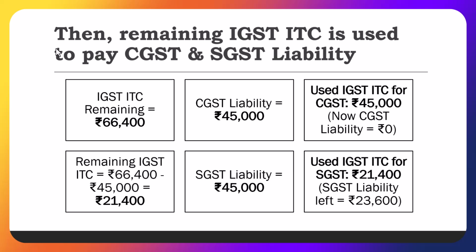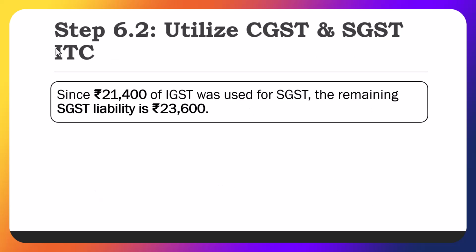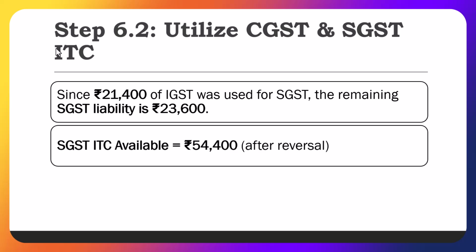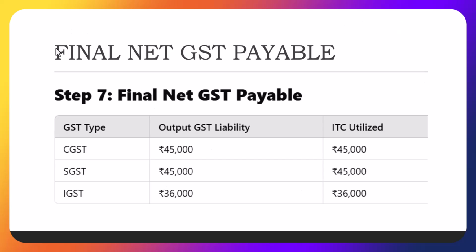So first, whatever IGST credit is remaining will be utilized to pay the CGST and the SGST liability, and that is what we have done. Since 21,400 of IGST was used for SGST, the remaining liability is 23,600. So the SGST ITC available is 54,400 after reversal. So use SGST ITC for SGST, and then there will be no SGST liability. That means he doesn't have to pay anything.